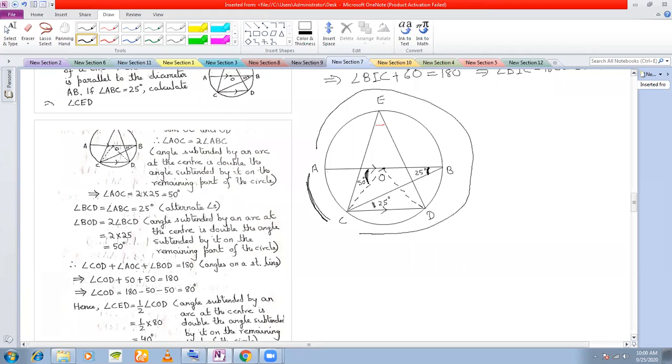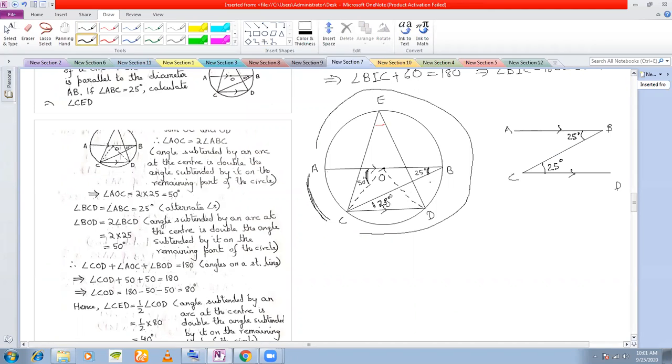Next, these two are alternate angles, 25 and 25. This was what I was asking. Do you agree these two are alternate angles? Because AB is parallel to CD. This angle is given to be 25. These two are parallel. Therefore, this should be 25. That is what I have done. Okay, so angle BCD is 25 in the diagram.